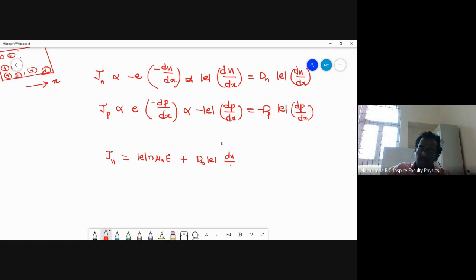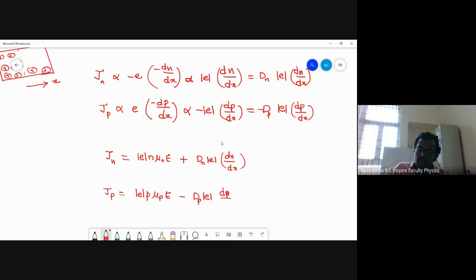dN over dx. Now similarly, you can write down for holes: the magnitude of the charge of an electron, the hole density, mobility times electric field, and now this is due to the diffusion of holes. So dp dx.